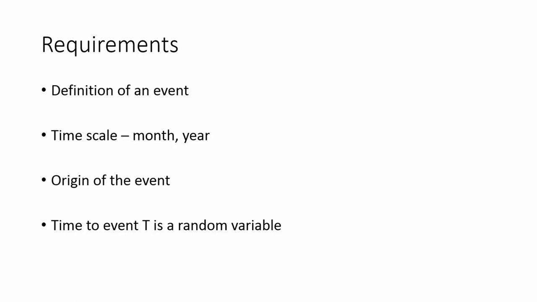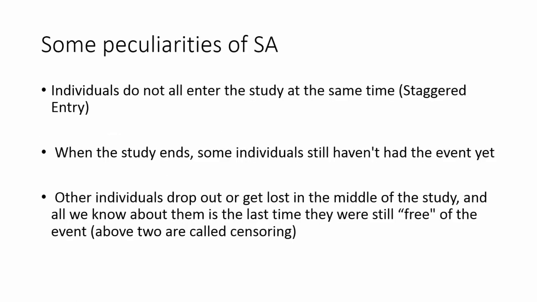Time to event is considered to be a random variable which can take any value from 0 to plus infinity. It can take any value in between, and we are interested to know what is the time to event. How do we know that for a particular event? For that we need population data. Individuals in our population do not enter the study at the same time. When the study ends, some individuals still haven't had the event yet.